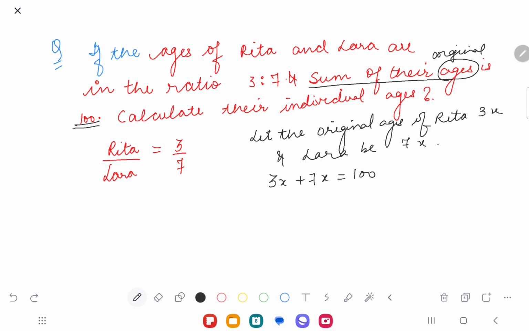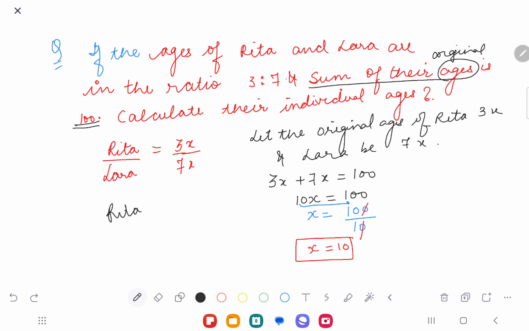And if 3x plus 7x is 100, what would that mean? It would mean 10x shall be 100. So x shall be 100 over 10. So this cancels this. So x shall be 10. Yes or no? Yes. Any doubts on this? So what have been the real ages of Rita and Lara?